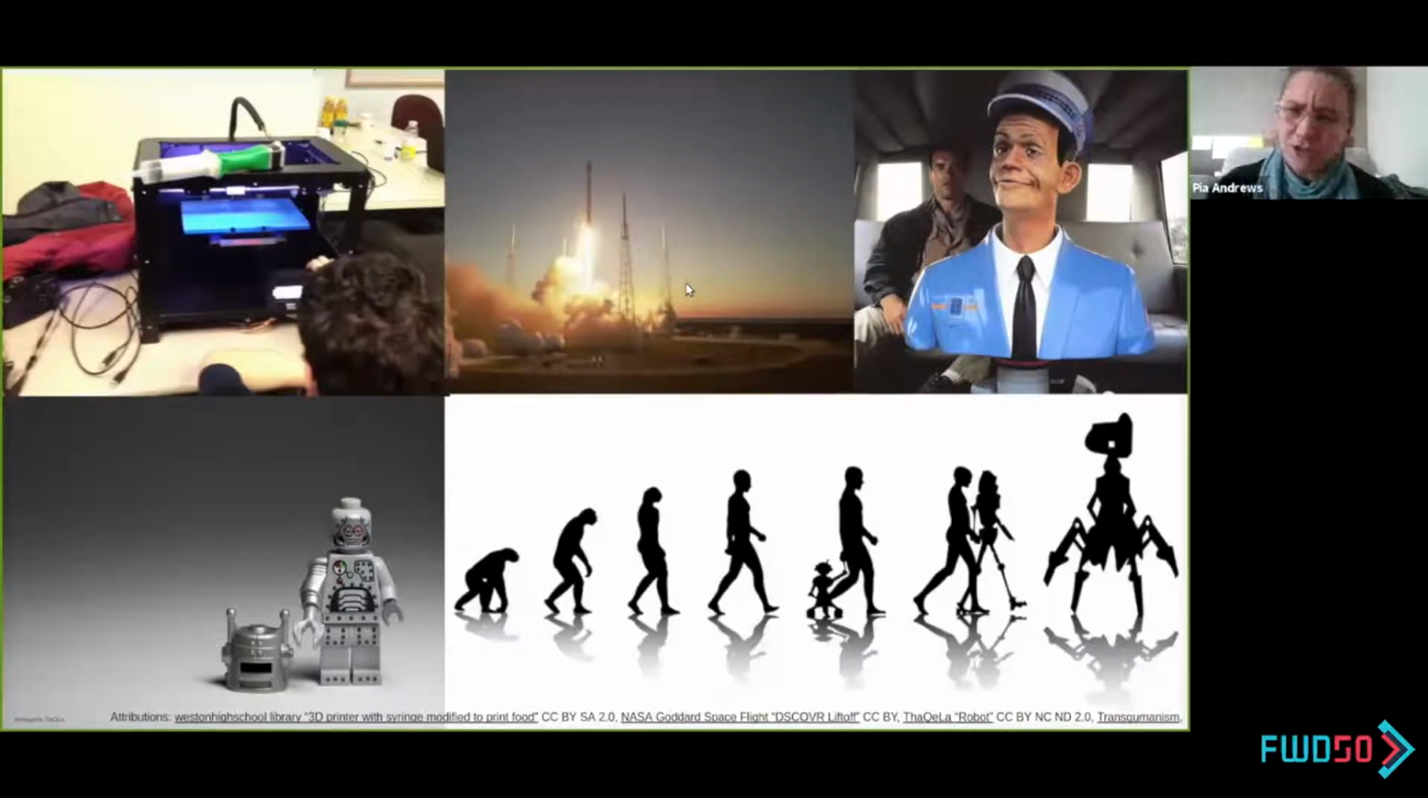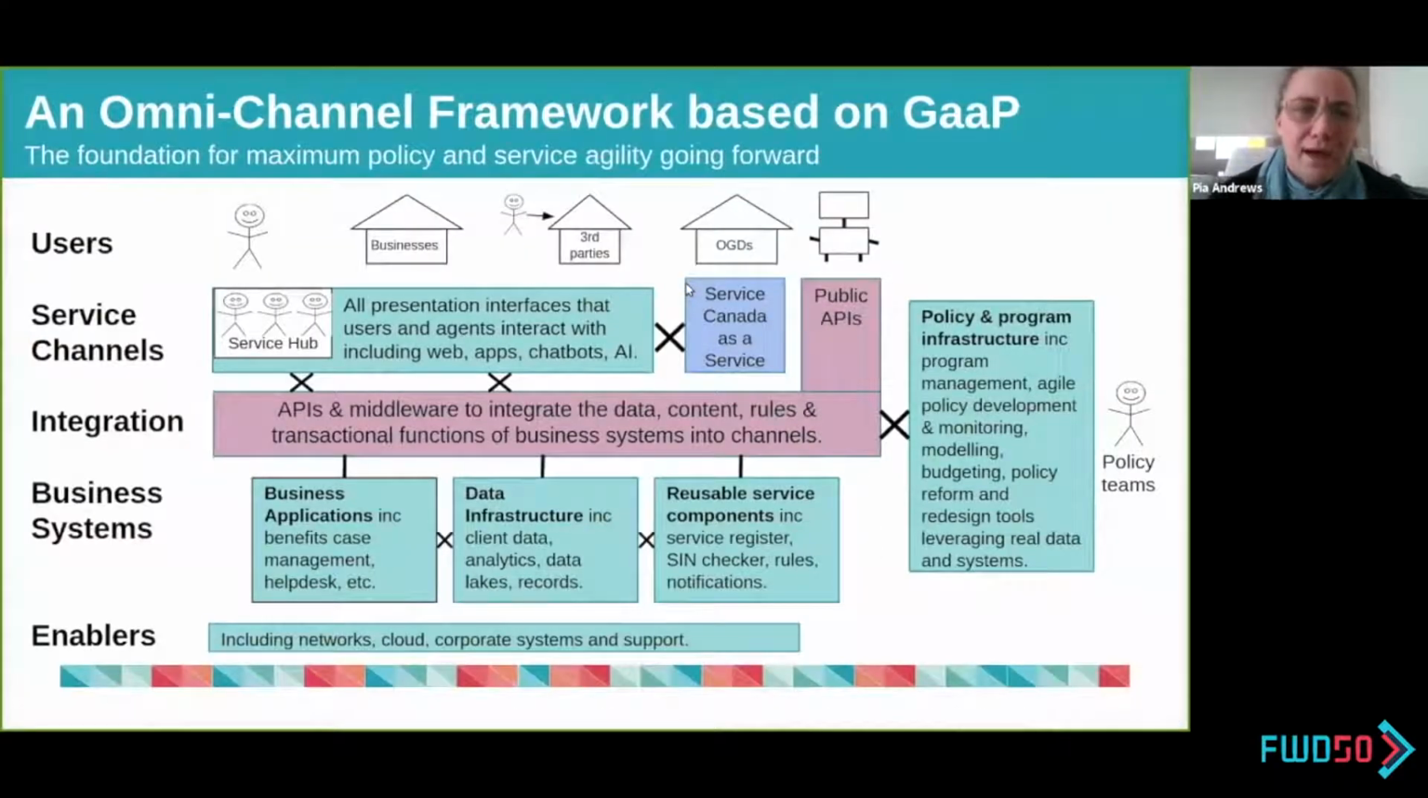We have so many opportunities now with technology emerging and evolving as quickly as it is. I think it's time that we start to reimagine what great service delivery could look like and then think about the infrastructure that we need to support that. So we are looking at the idea of an omni-channel framework that's based on the theory and philosophy, if you like, of government as a platform. We believe this will give us the foundation for maximum policy and service agility moving forward.